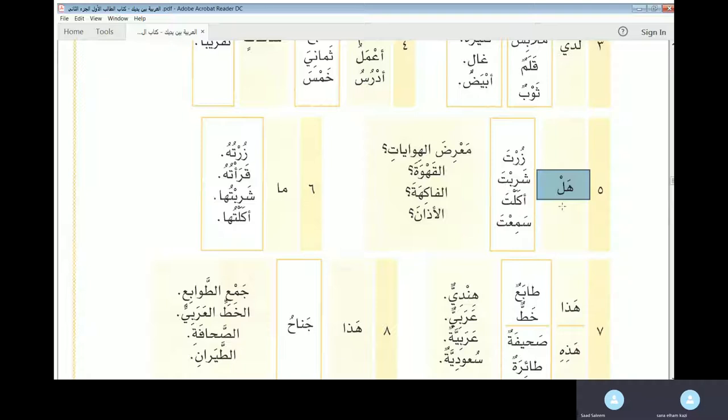I told you that ta is used in the beginning in fi'l muzari, not in fi'l mazi. This is fi'l mazi. You cannot use ta in the beginning. It would be wrong. Read again. هل سمعت الأذان؟ Did you hear the azan?